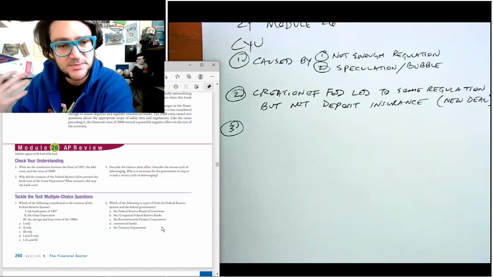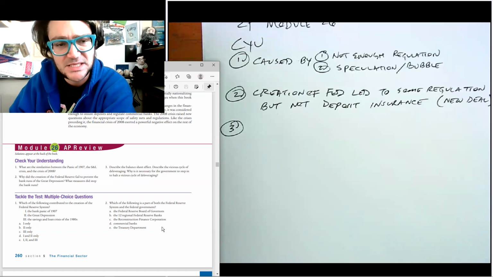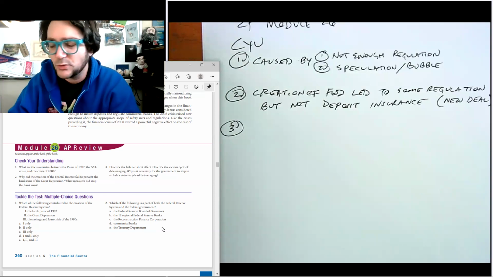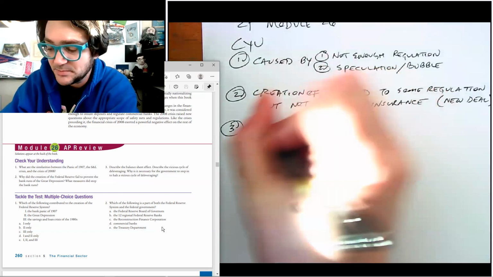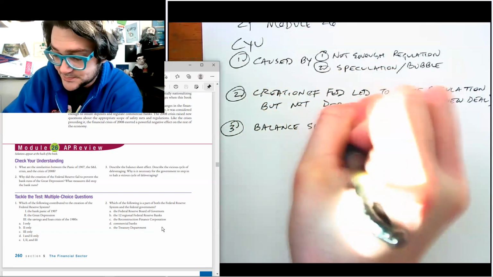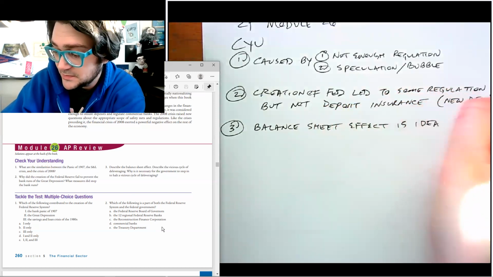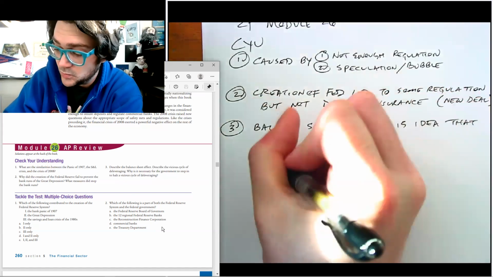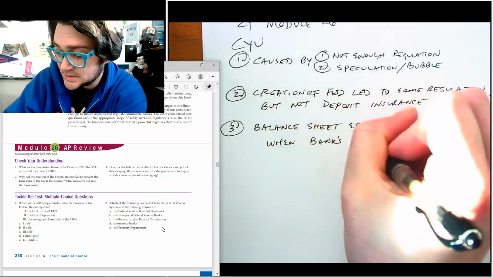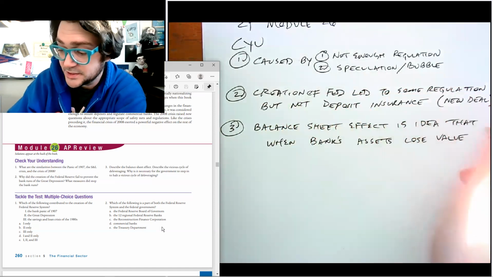Describe the balance sheet effect, describe the vicious cycle of deleveraging. Why is it necessary for the government to step in to halt a vicious cycle of deleveraging? So this information is kind of ancillary to really doing well on the AP exams. But this one, the balance sheet effect, is the idea that when a bank's assets lose value unexpectedly.